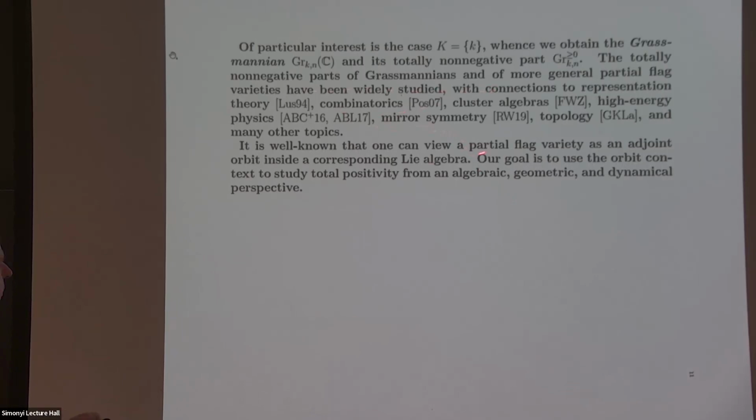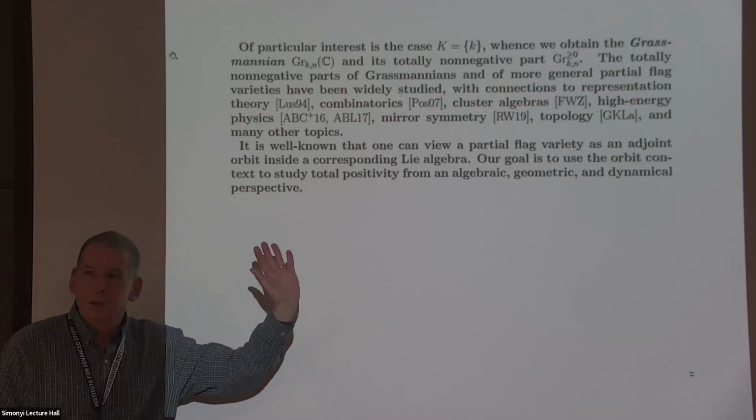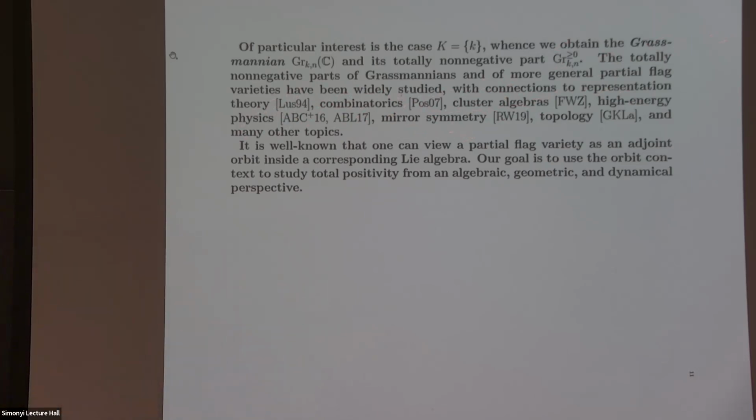And as I mentioned, this has played a big role in various things. So you can think again, just using this definition, about the totally non-negative or the totally positive Grassmannian. And this object is particularly interesting and it's played a role in lots of different areas. As I mentioned, in particular, there's representation theory going back to Lusztig. There's combinatorics due to Postnikov. It's related to cluster algebras and to high energy physics in the way I just mentioned, and even to mirror symmetry and so on. So it plays a role in lots of interesting places.